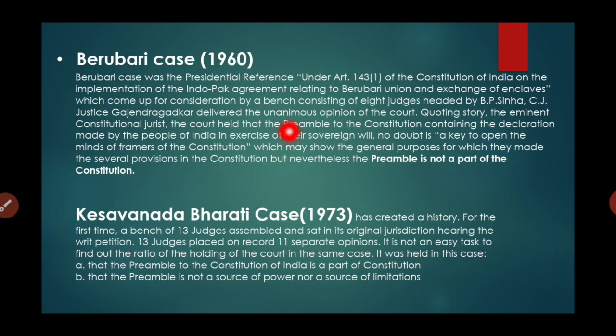Now, at the end, I want to explain these two cases, the Berubari case and the Kesavananda Bharati case. Why do I want to explain these also? Simple meaning. The Berubari case was the prominent case of that time where we exchanged a piece of land with Bangladesh. But in this case, there was a verdict which is important for this chapter: that the preamble is not a part of the constitution. In this case, the judgment came. But this judgment will be changed in future.